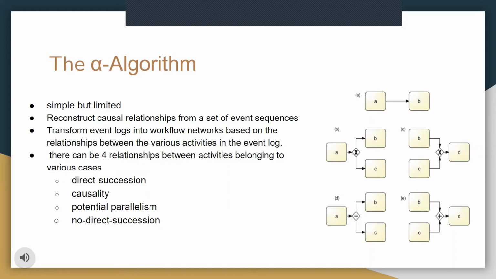Now look at the right part. We have five diagrams. Diagram A is causality, and diagram B is indirect succession. Diagram C requires B and C are not mutual successors. Diagram D and diagram E are parallel.